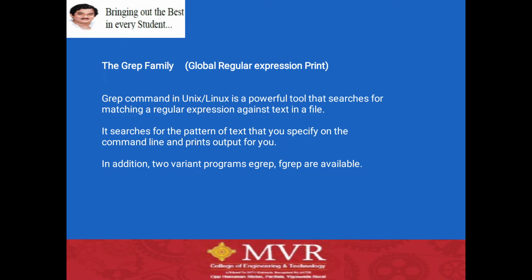In grep we have three types available. One is the normal grep, which we are discussing now, that is global regular expression print. With this, another two editions are also available. Those are egrep, that is called extended grep, that is extended global regular expression print. And another one is called fgrep, which is known as fast grep. So there are three variants available in grep: normal grep, egrep, which is extended grep, and fgrep, which is fast grep.